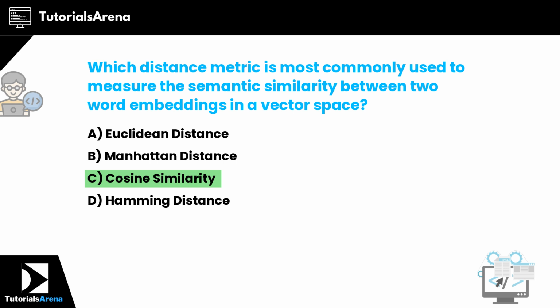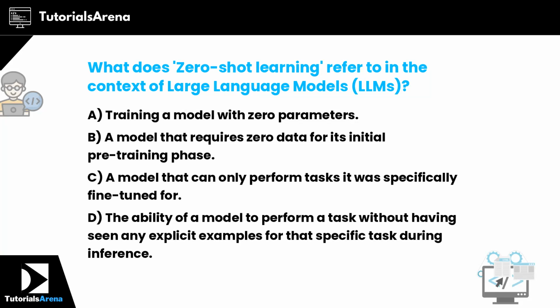The correct answer is option C, cosine similarity. What does zero-shot learning refer to in the context of large language models, LLMs?